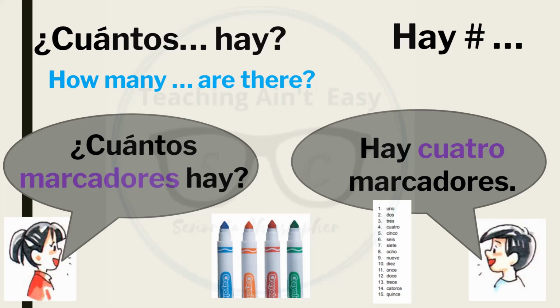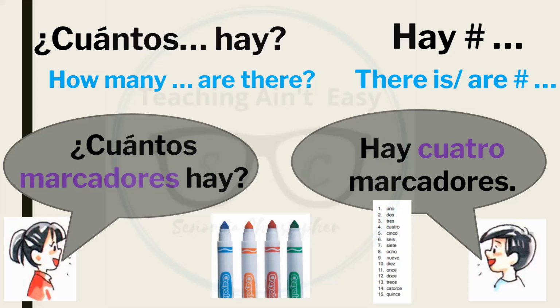Now, to respond to that question, you would say hay. Now, I know there's an H in that word, but remember, the H at the beginning of the word in Spanish is silent. So it's just "ay." And that means there is or there are. So if I want to answer the question about how many objects there are, I would say hay and then the number in Spanish.